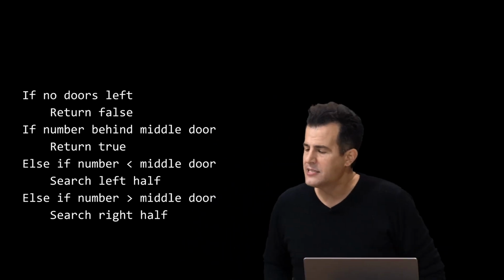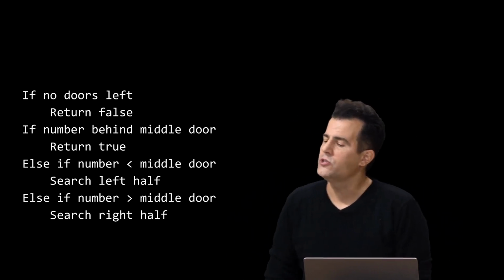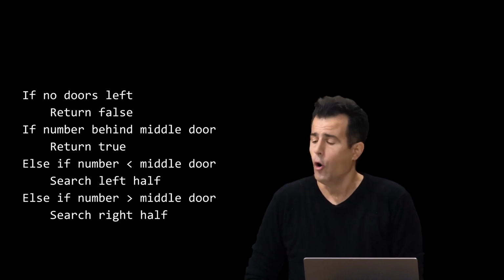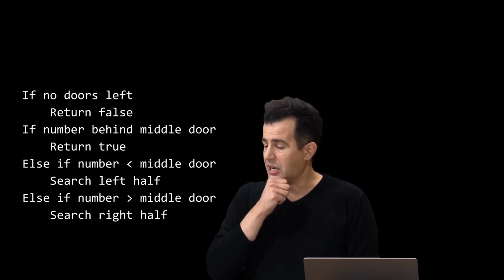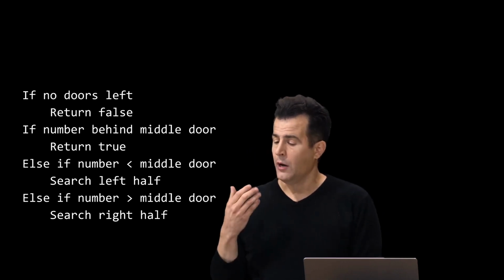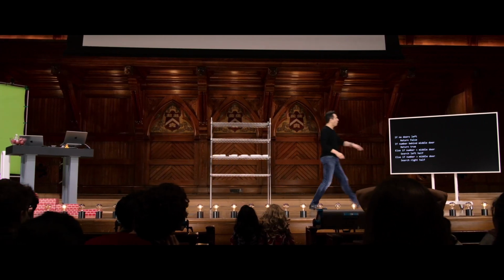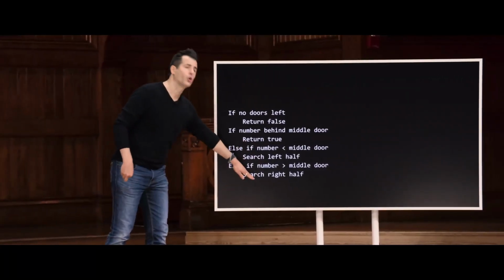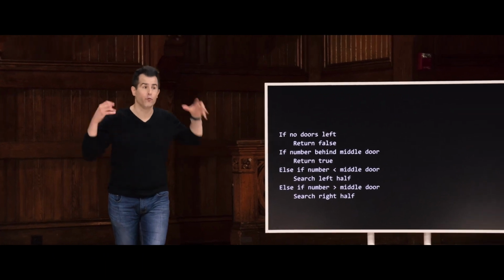So for instance, consider this pseudocode from earlier, whereby this was the pseudocode for searching via binary search. A whole bunch of doors. If no doors are left, return false. That was the additional conditional we added. But then if number behind middle door, return true. And here's the interesting part. If number is less than middle door, search the left half. Else, if number is greater than middle door, search the right half. This pseudocode earlier was itself recursive.